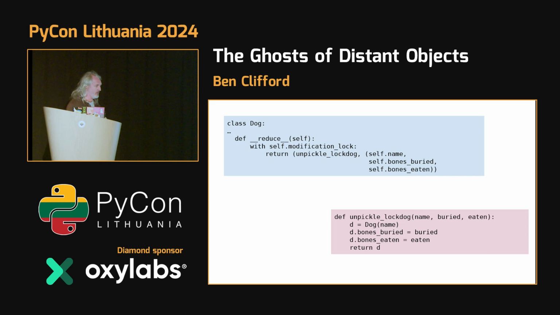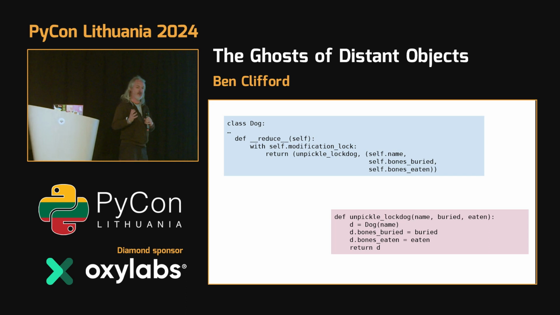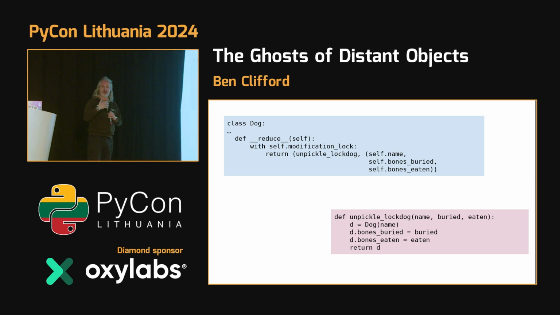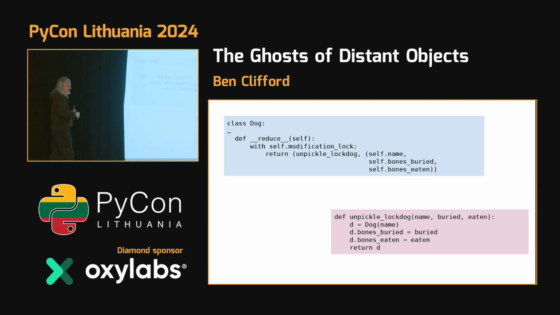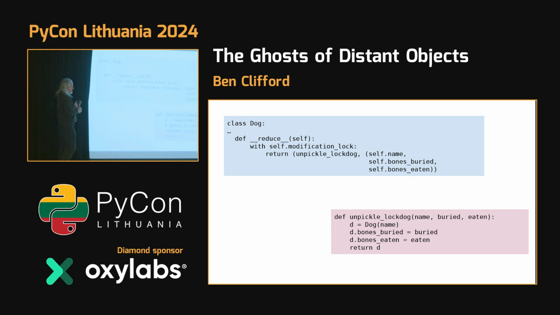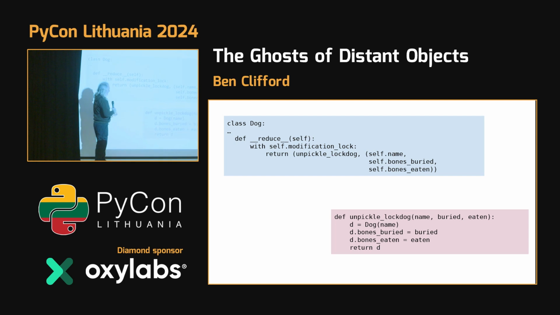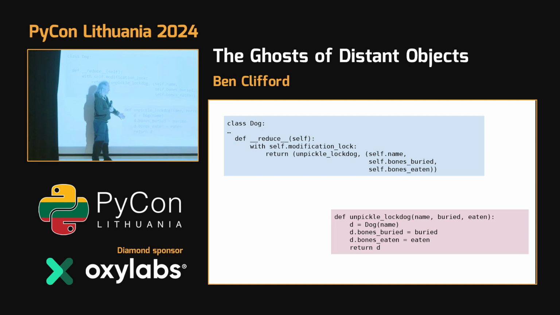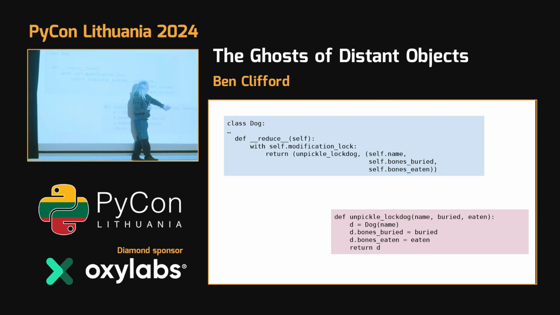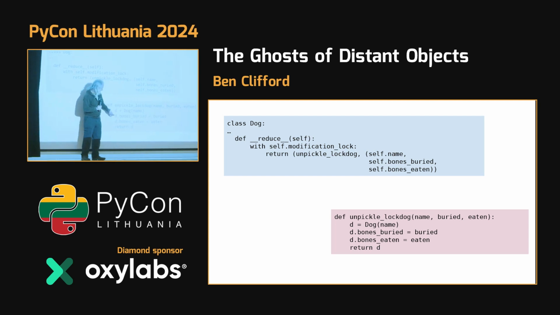So what we can do is tell Python how to pickle objects of that class. What I just said, it makes sense to store those values. It doesn't make sense to store the lock. So we can make an unpickle helper function, and we're going to pass in the name, the number of bones buried, the number of bones eaten, and what that's going to do is make a new dog object and reconstruct the state.